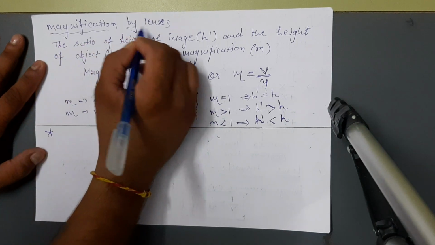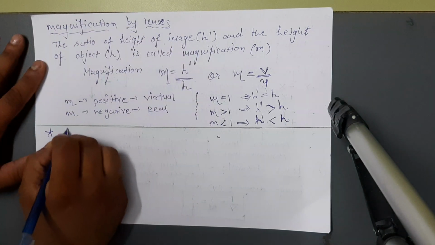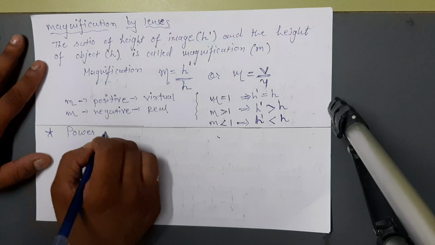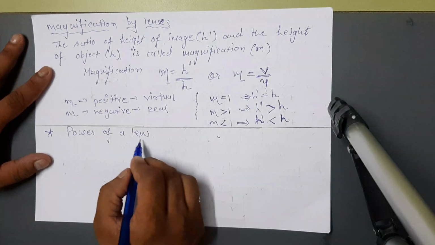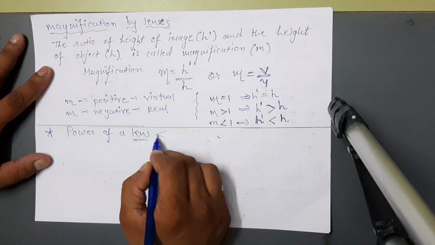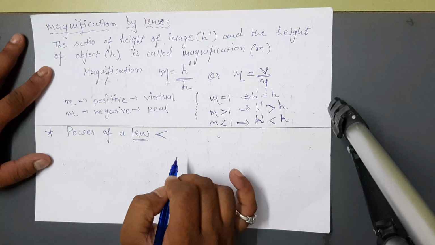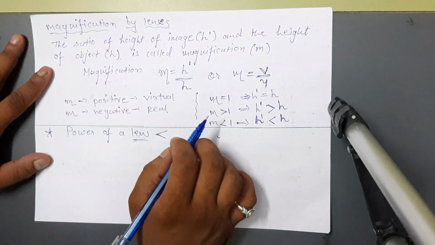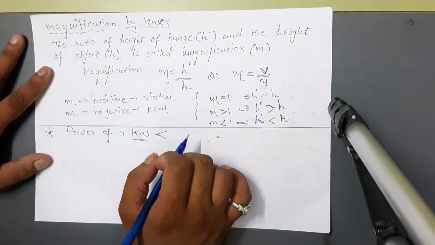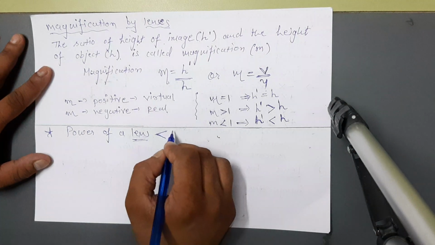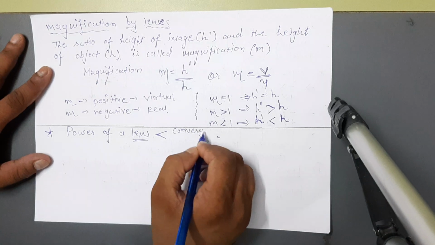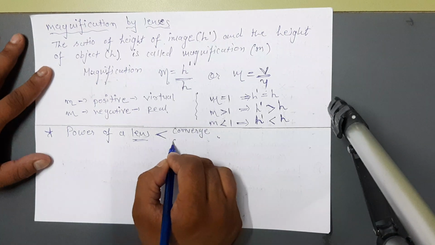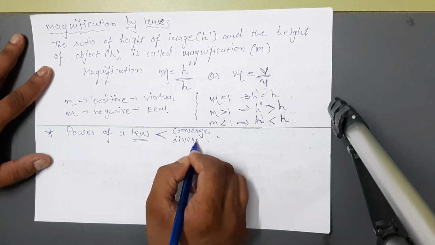Okay, now our topic is power of a lens. We know that a lens can be of two types, concave and convex. Convex lens is a converging lens while concave lens is a diverging lens. So every lens will have two types of ability. It will have the ability to converge or it will have the ability to diverge.